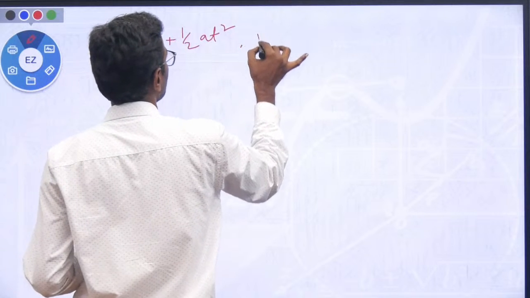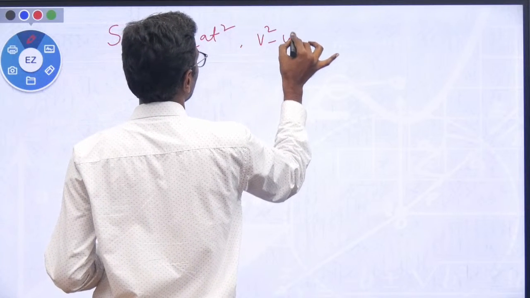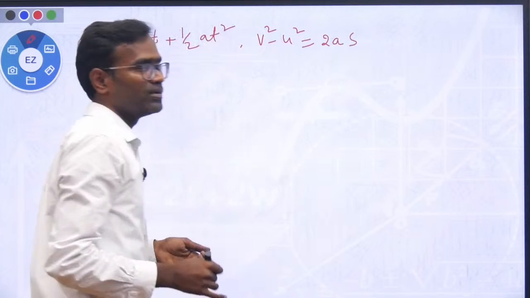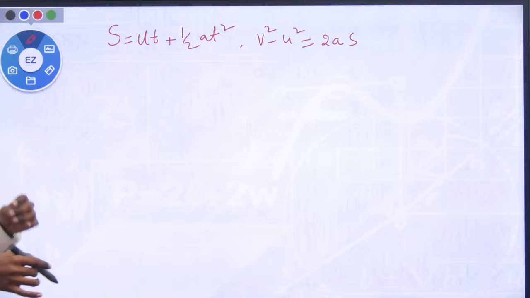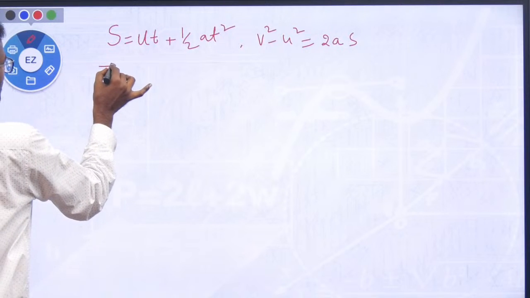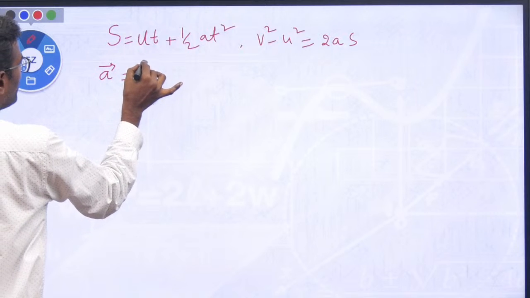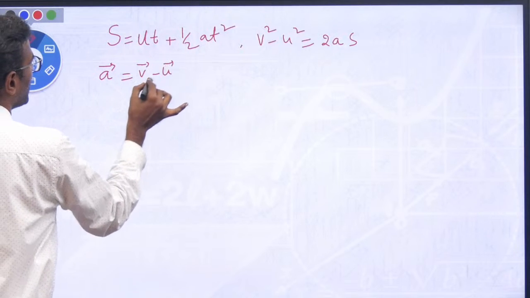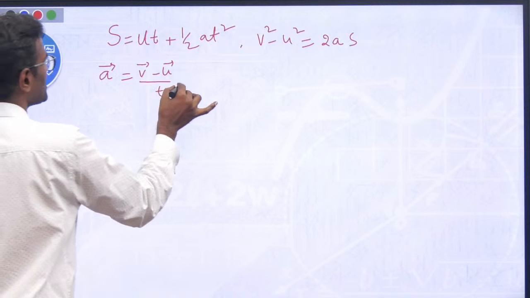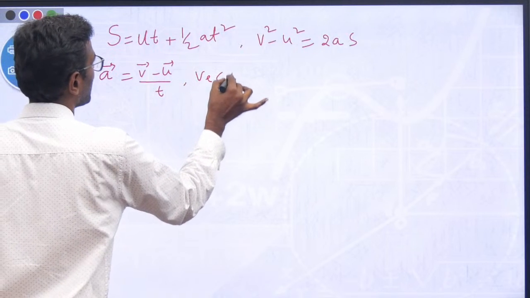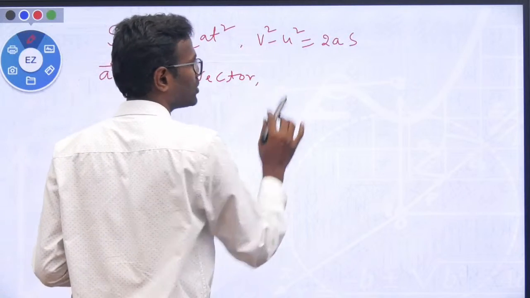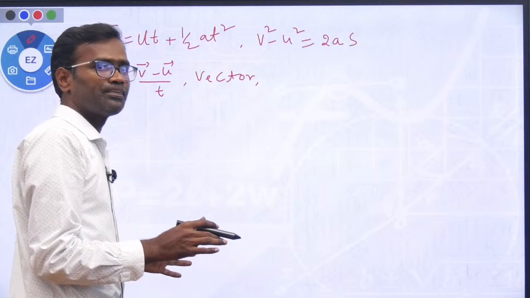What is the third equation? v square minus u square equals 2as. And one more important point, acceleration. Acceleration is denoted by a bar. a bar equals (v bar minus u bar) by t, so change in velocity by time. So acceleration is also a vector quantity. Vector quantity means it has both magnitude and direction.